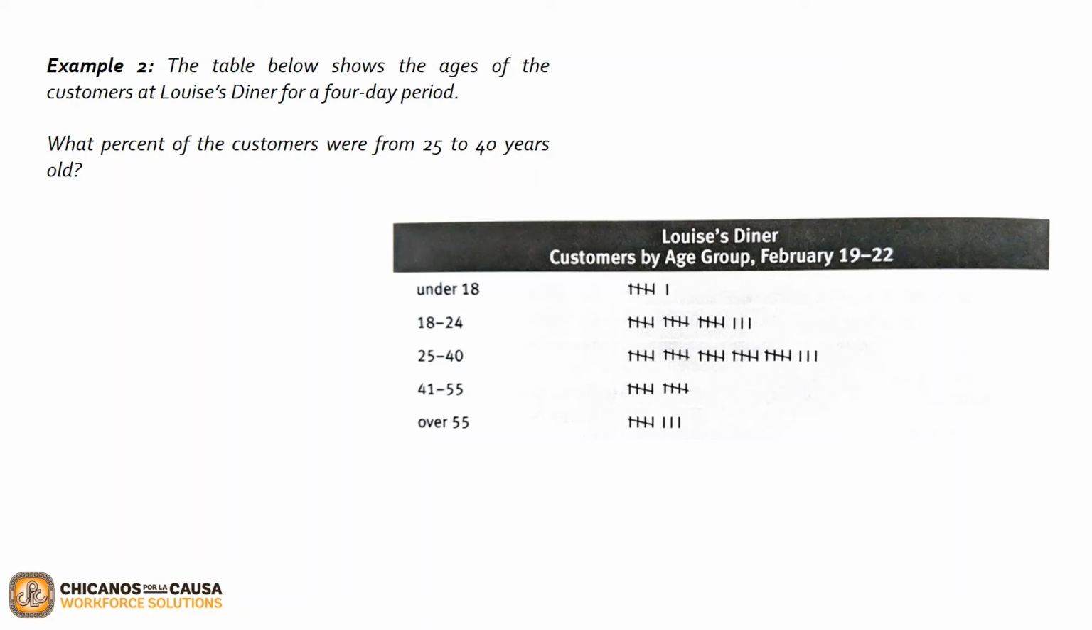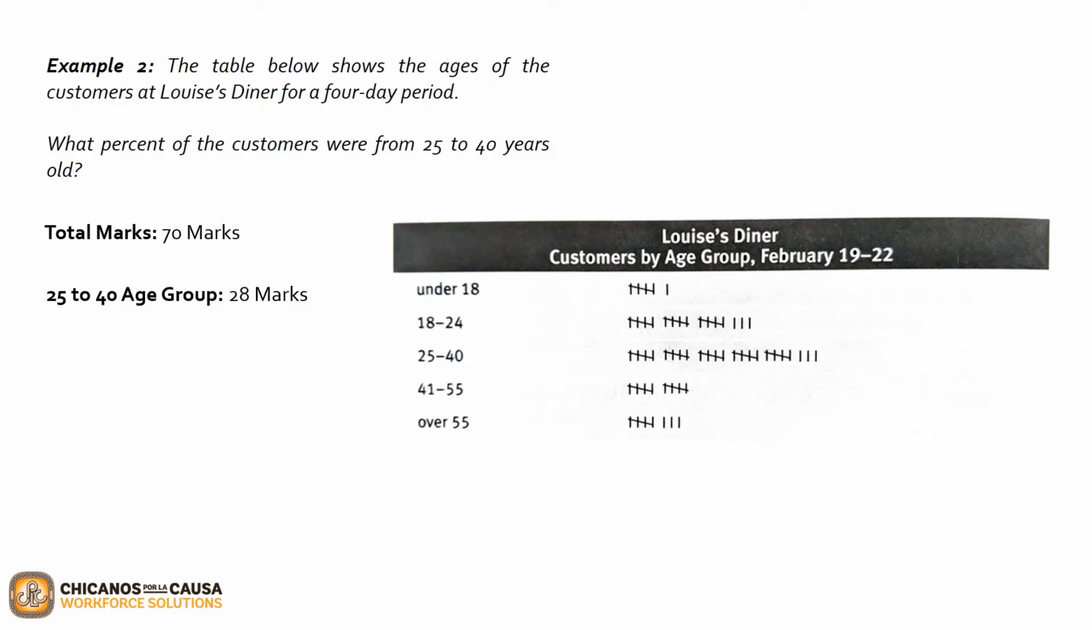If we count up all of the tally marks, starting from under 18 to over 55, we get a total of 70 marks, so essentially 70 customers. The next step is to find how many tally marks are listed in the age range of 25 to 40 years old. If we count those up, we have 5, 10, 15, 20, 25, 26, 27, 28. So we have 28 marks, or 28 customers, between the ages of 25 and 40.